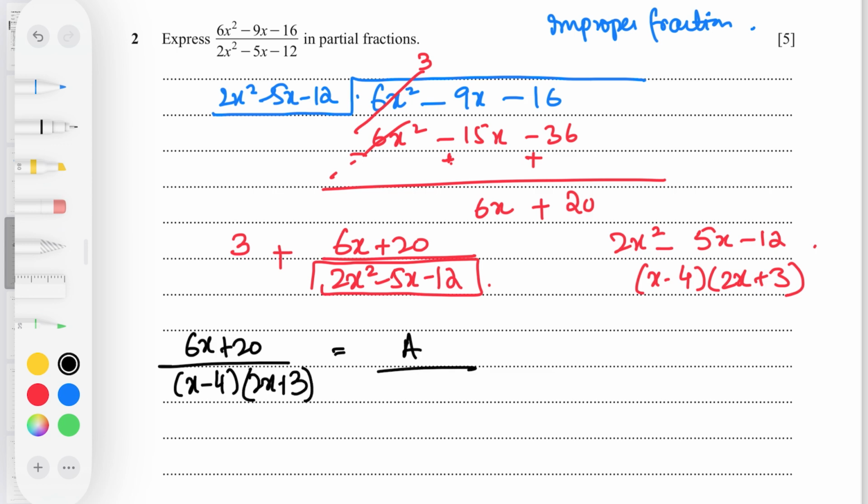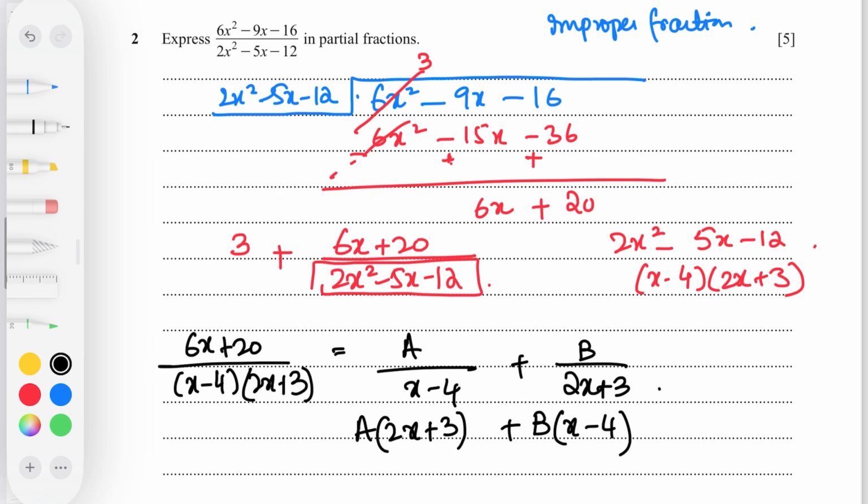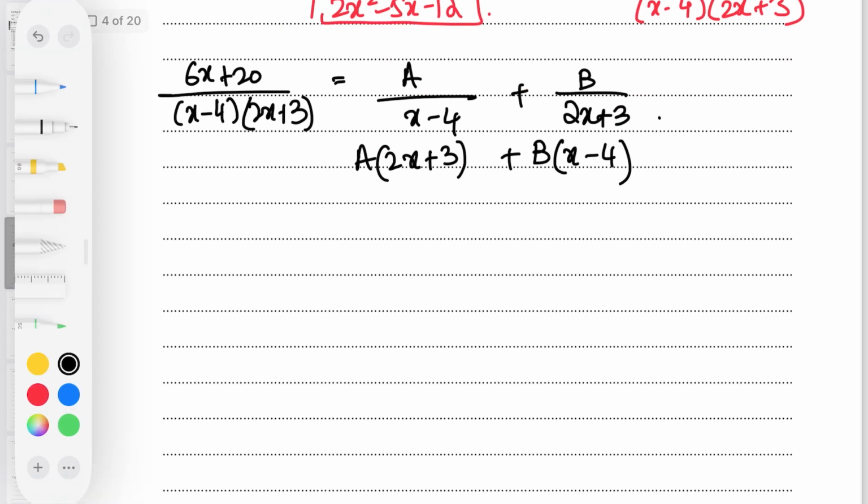Linear equations in the denominator, so it will open up like this: bracket 2x plus 3 plus b, bracket x minus 4. Let's start substituting the values. The first value of x that I can suppose is going to be minus 1.5. The other value is going to be 4.